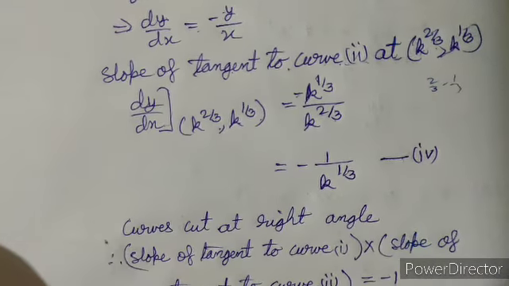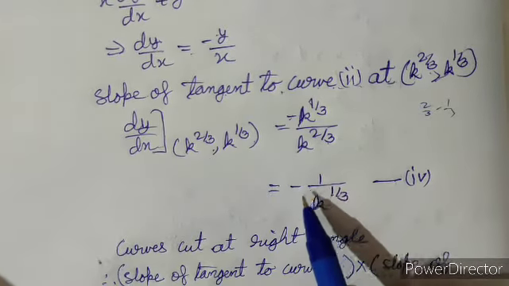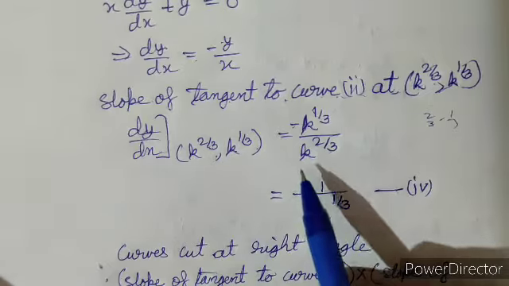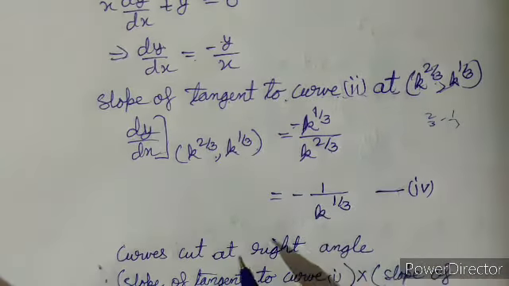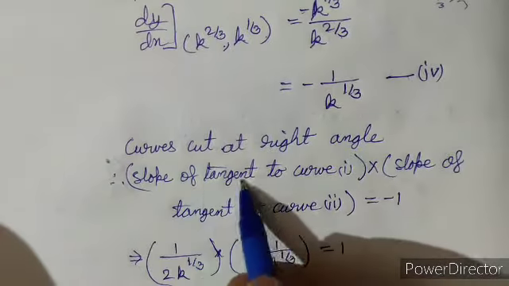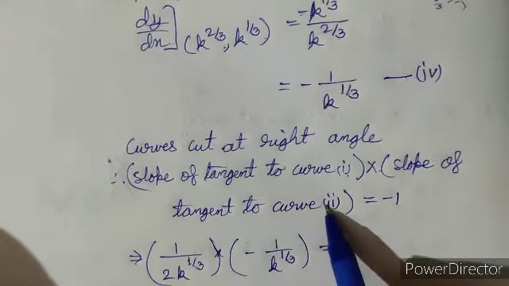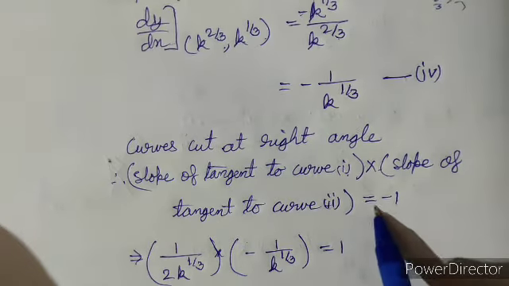Now these two curves cut each other at right angle. That means the product of the slopes of the two curves will be equal to -1. That means the slope of the tangent to the curve first into the slope of the tangent to the curve second will be equal to -1.